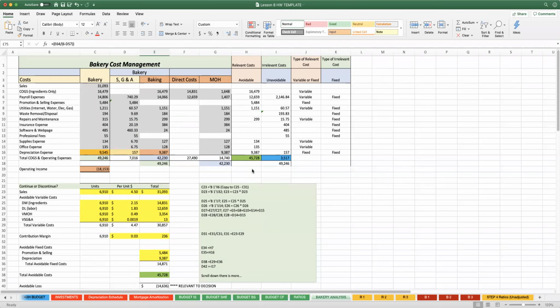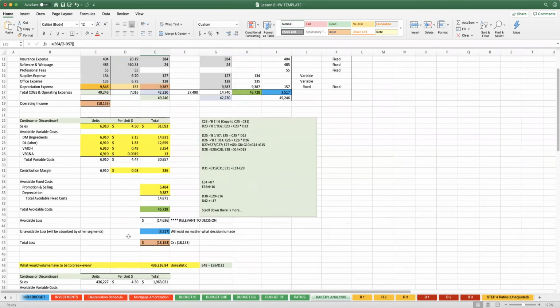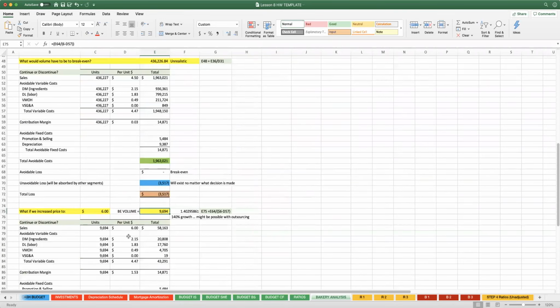I just wanted to get you started, get you thinking about how you have to split out your costs between avoidable and unavoidable so that you can then analyze what are the true costs that go away if I close this up, because not all of them are going to go away, right? So that's why you have to make this distinction and then rerun the numbers to get the break-even point and go from there. Play with the price, play with the volume, see what happens.